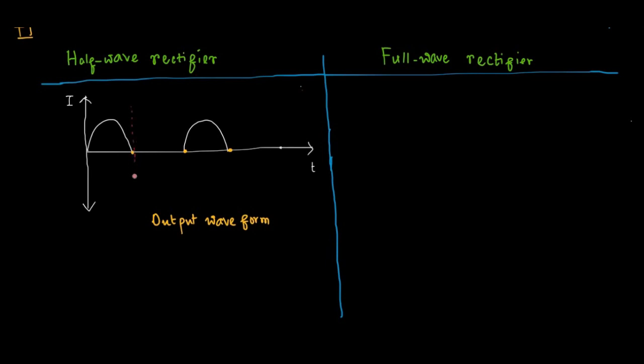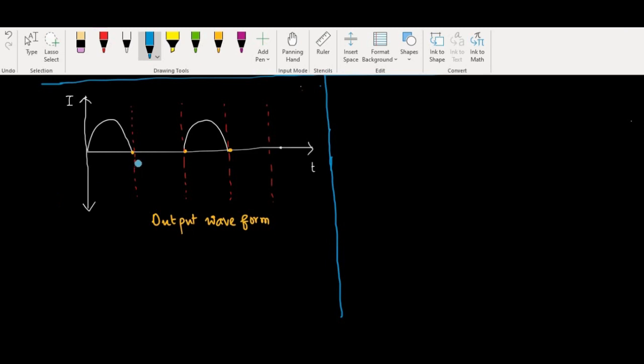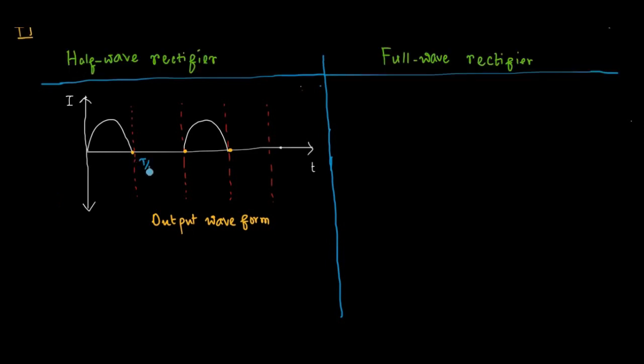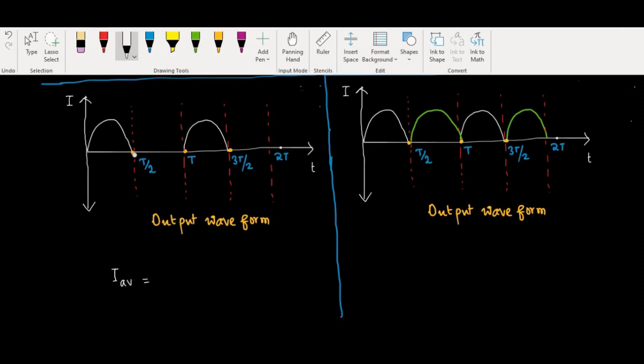So at this point we can denote different intervals of time. We have T by 2, then capital T, then 3T by 2, and finally twice T, where T is the time period.